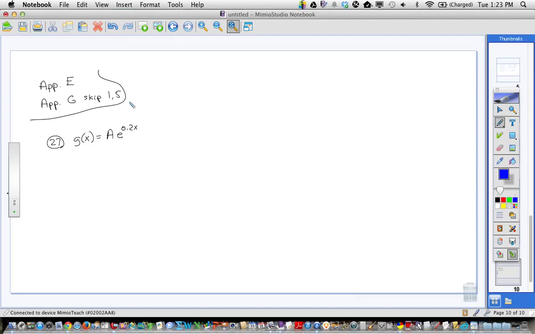And so on 27, they tell us that g of 1 is 5. So we're supposed to solve for x.